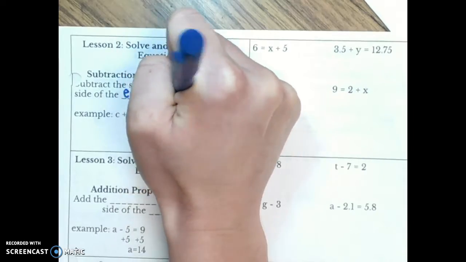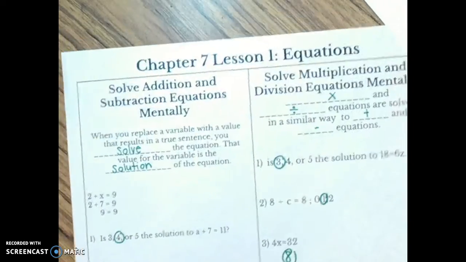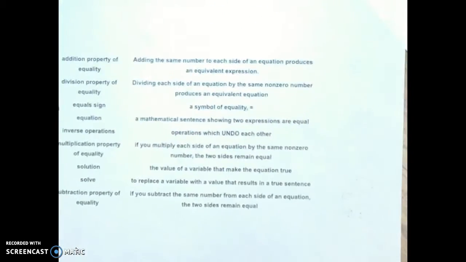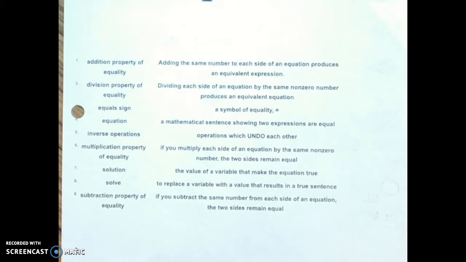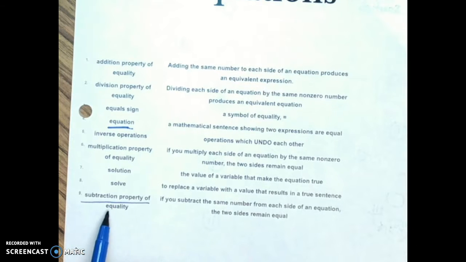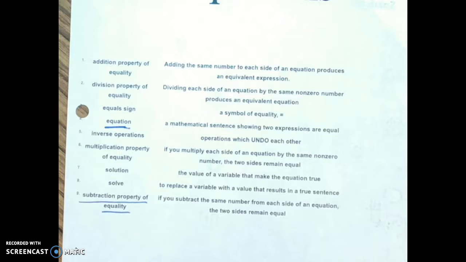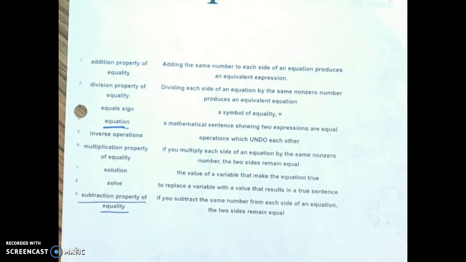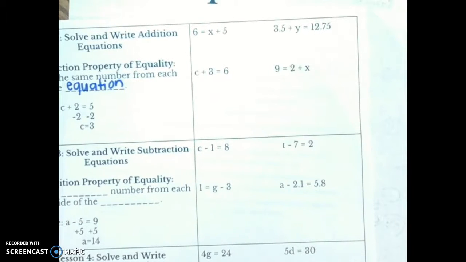And remember, if you don't know the vocabulary words, if you go to the first page of your notes, your vocabulary words will be right there. And today's we have equation and subtraction property of equality. So an equation is a mathematical sentence showing that two expressions are equal. And the subtraction property of equality: if you subtract the same number from each side of the equation, the two sides remain equal. So that's what we're doing today.